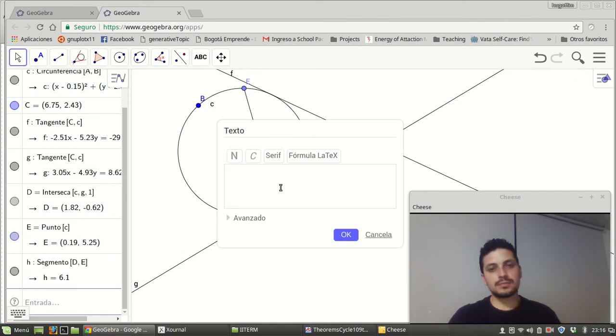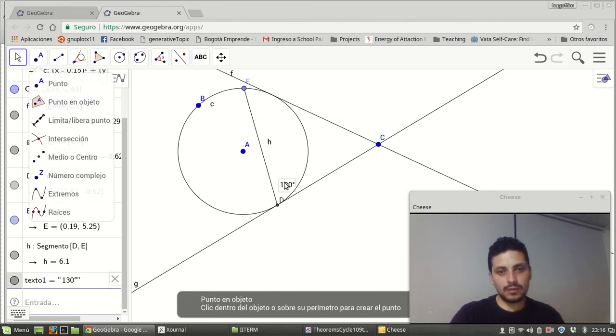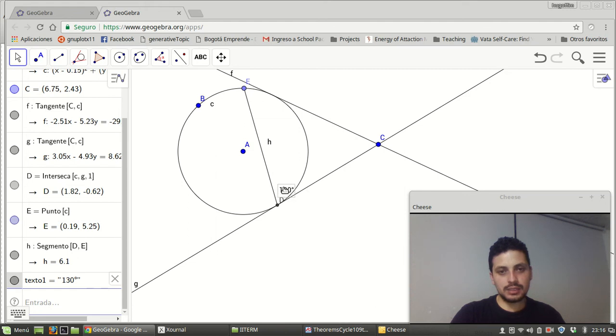And we're going to see that this angle here is 130 degrees. This angle is easy to measure. And the question is, what is this arc? What is the arc DE?